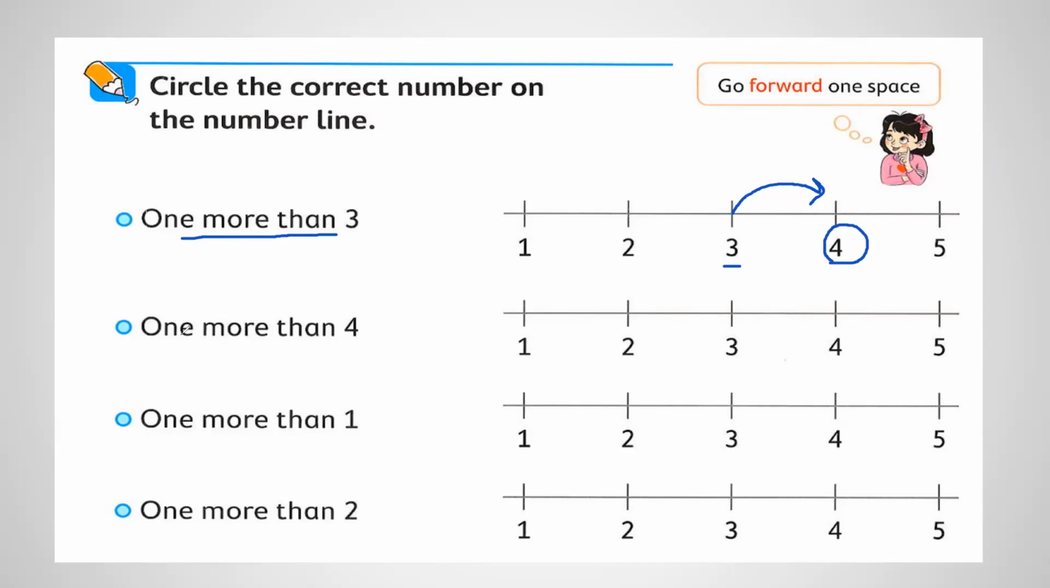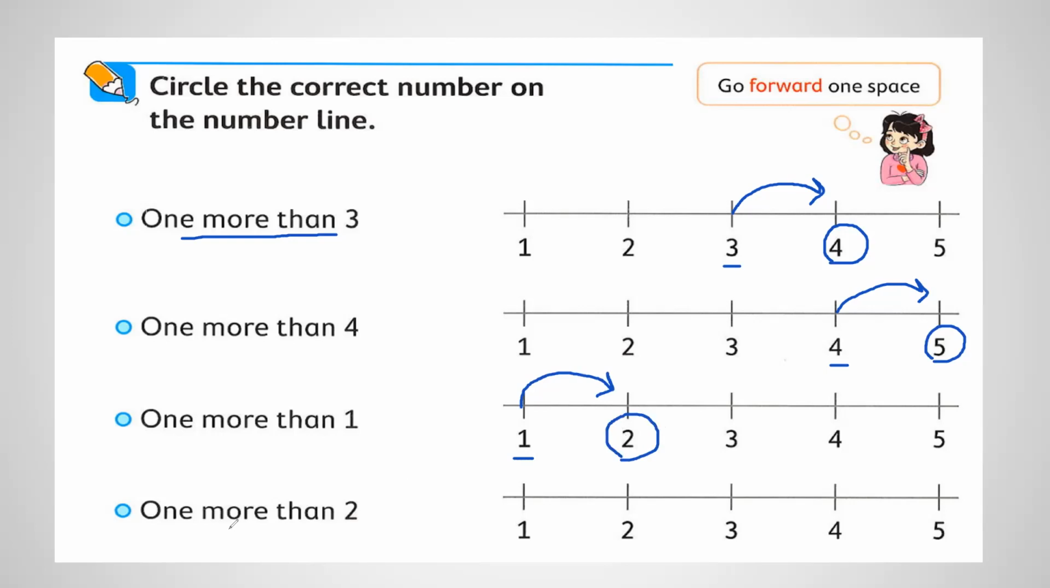Again, here he asked me about 1 more than 4. Go to number 4 and ask yourself, what is more than 4? More than means go after, or bigger than 4. What is after 4? 5. Yes, so put a circle on 5. Again, 1 more than 1. So we have number 1. What is 1 more than 1? More than means after. After 1, 2. So you'll put a circle on 2.